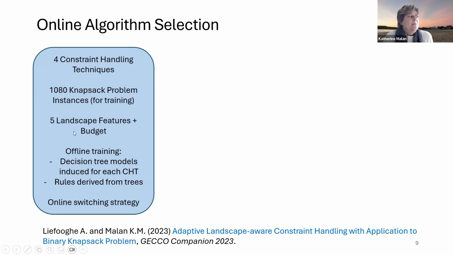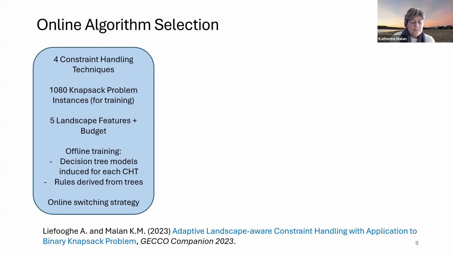So the idea here was that there's an offline training phase where we have the information on how all of these constraint handling techniques have performed on all of these problems. These are now the training problems. And we also have information on what the landscape features are.